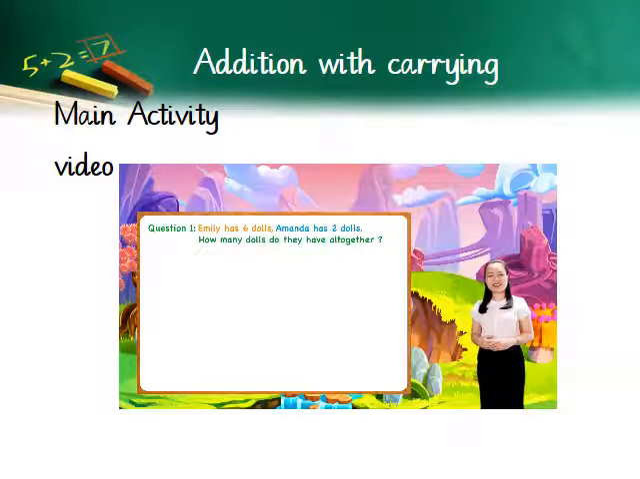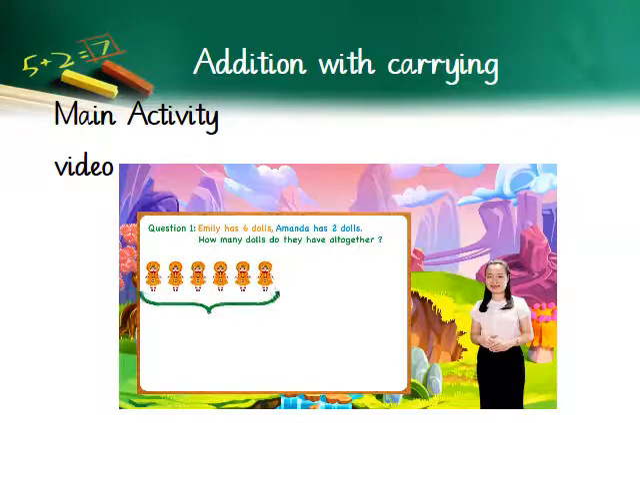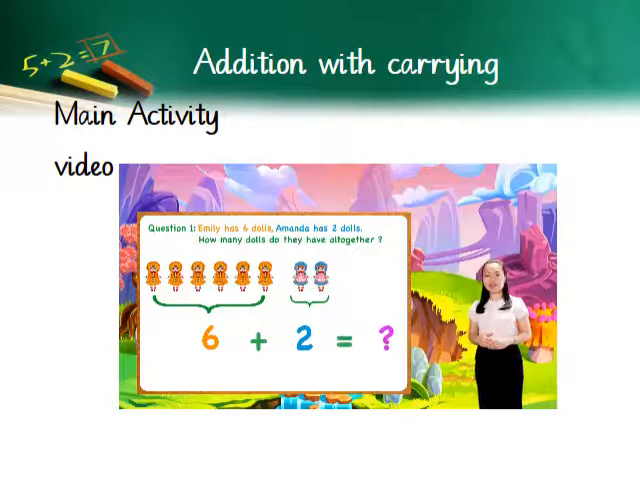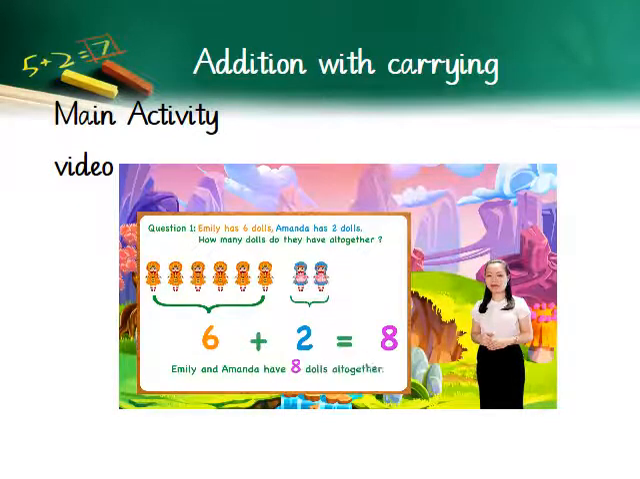Let's find the answer together. Emily has 6 dolls. Amanda has 2 dolls. We add 6 and 2 to find the number of dolls they have altogether. So 6 plus 2 equals 8. We conclude Emily and Amanda have 8 dolls altogether.